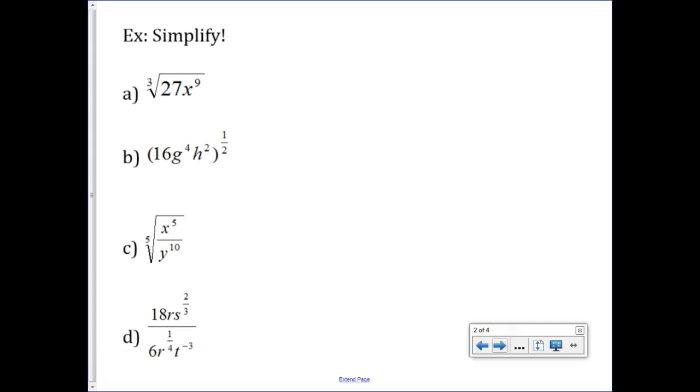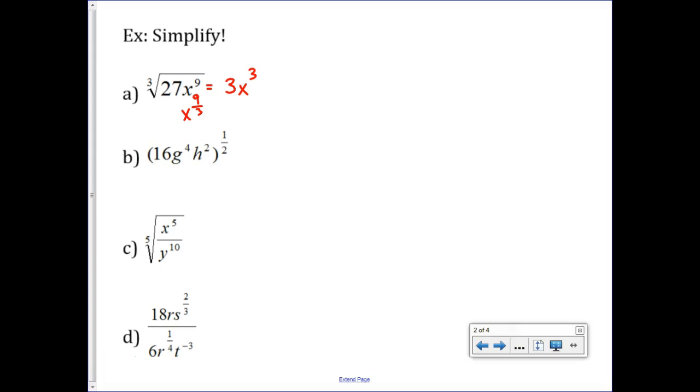The other way to look at it is that if we change that over to a fraction, then we have 9 over 3. And 9 divided by 3, we have 3 sets of 3 there. So the cube root of 27 is 3. And then just like I was saying here, we could rewrite that as 9 over 3. So we get x to the third. And that's simplified completely.